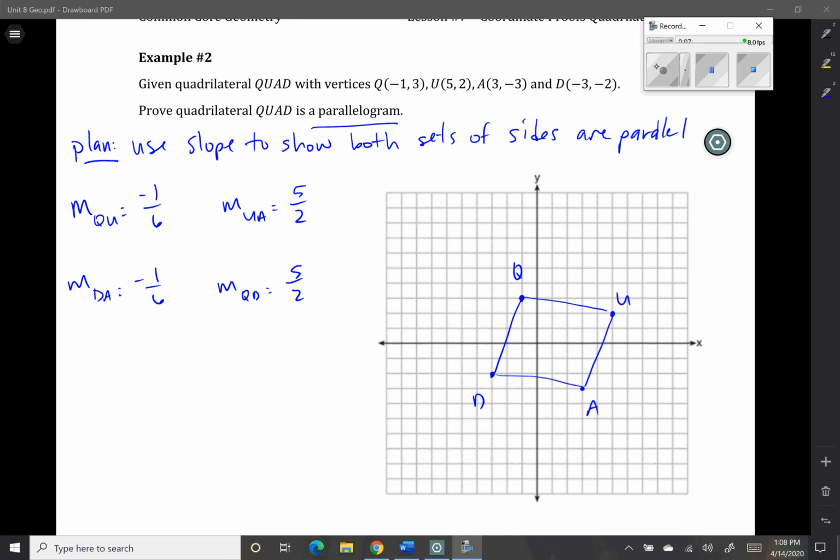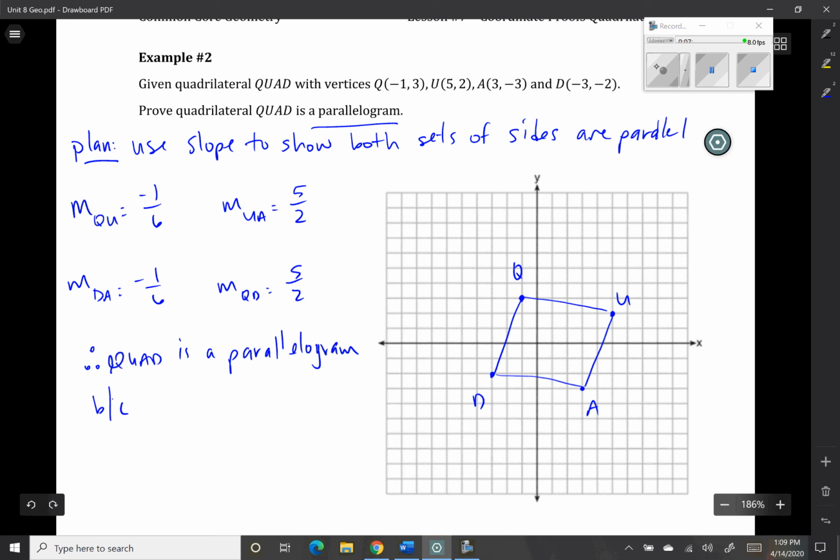All right, so welcome back. So here are your 4 slopes and your 4 points. So go ahead, check your work. So now that I know that these two have the same slope, QU and AD, and these two have the same slope, UA and QD, I can say, therefore, QUAD is a parallelogram because QU is parallel to DA and UA is parallel to QD. Because parallelograms have opposite sides that are parallel.